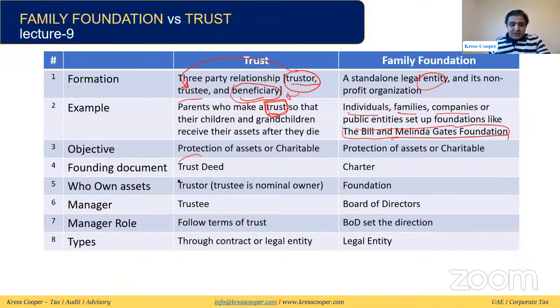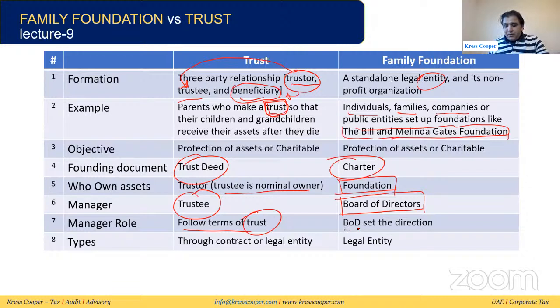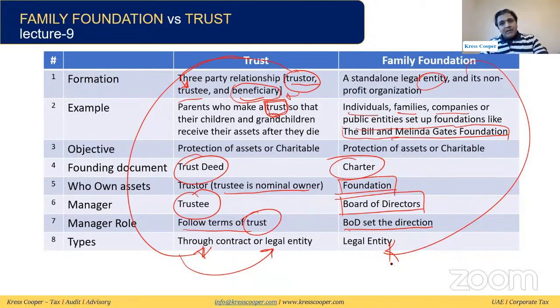Founding documents: here, this is a trust deed; here, this is a charter. Who owns the asset? Trustor, trustee, the nominal owner. Here, assets are transferred in the name of the foundation. Manager: here the trustee manages the assets. Here, the board of directors sets the directions of the foundation. Managerial rule: follow terms of the contract. There's a trust, and here, the BOD sets the directions. Type: through contract or legal entity. This trust can be established through a contract, or it can be set up as a legal entity as well. This can be set up only as a legal entity. These are the key differences between trust and family foundation.